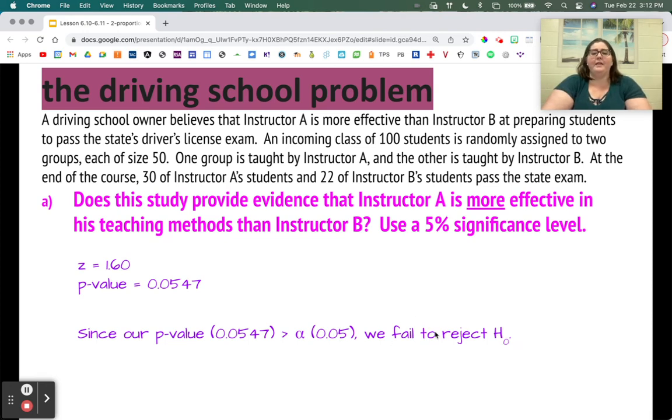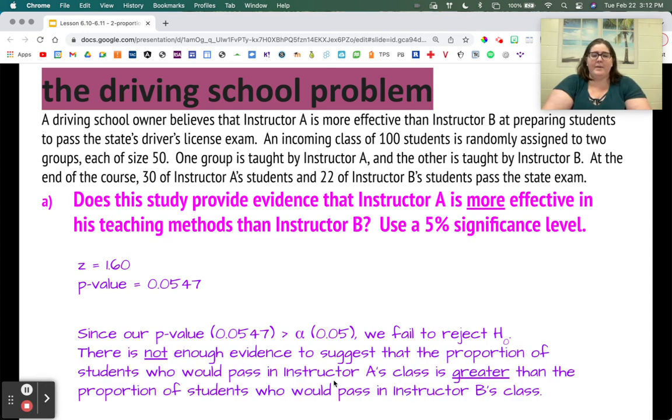And if we are failing to reject the null, that means we do not have evidence of our alternate. We fail to reject the null means we're stuck with the null. We do not have evidence of the alternate. So I would say there's not evidence to suggest that the proportion of students who would pass with instructor A is greater than the proportion of students who would pass with instructor B. Or in other words, we don't have evidence that instructor A is more effective in teaching methods than instructor B.